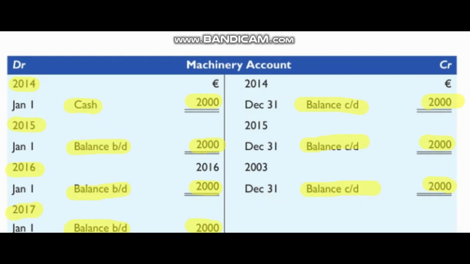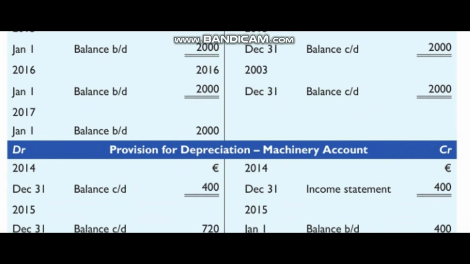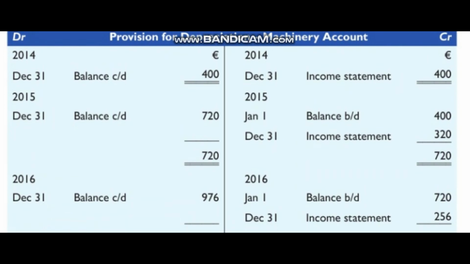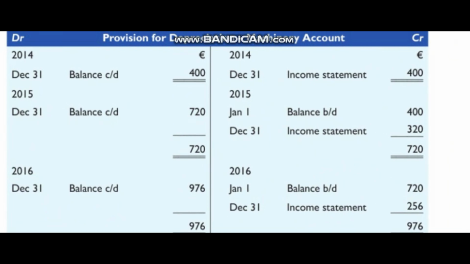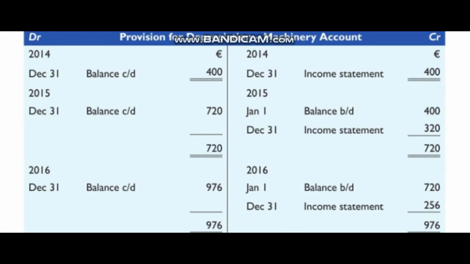Now we're going to take a look at how we will record the depreciation for the 3 consecutive years in our provision for depreciation account. And that is recorded as here. As you can see, this is what our provision for depreciation account will look like. First of all, you will see that we have the income statement. When you record depreciation in the provision for depreciation account, we will record using the income statement on the credit side of the provision for depreciation account for machinery.